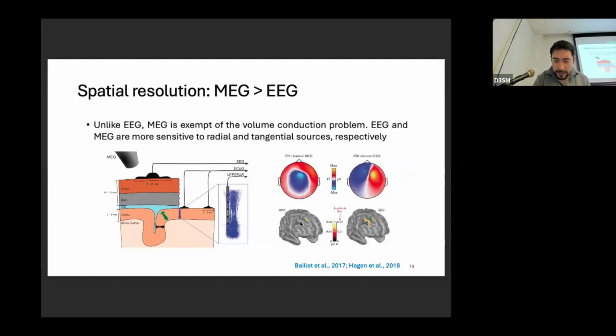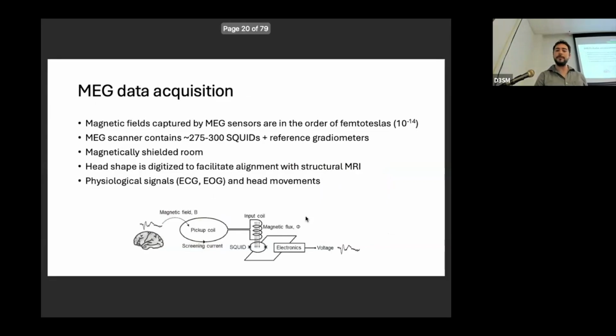But the advantage with MEG is that, as I mentioned, given that we are exempt of this problem, we can have better localization. I don't know if you can see it from here, but this is showing where the actual source is based on reconstructed artificial data. And with EEG, you can see that there's some degree of error and also some bias in terms of the amplitude. So in conclusion, MEG has better spatial sensitivity compared to EEG because of these reasons.